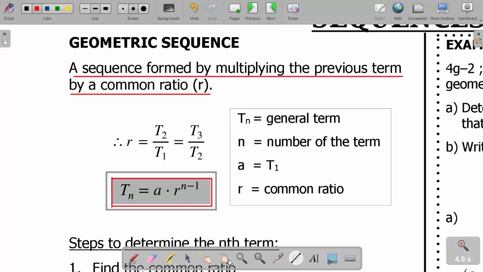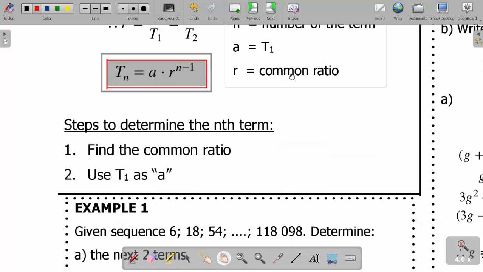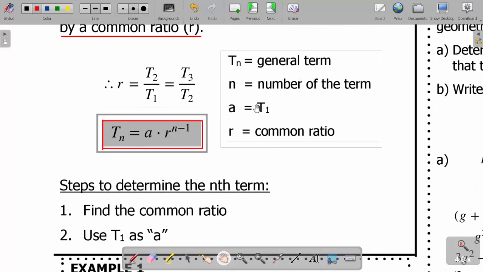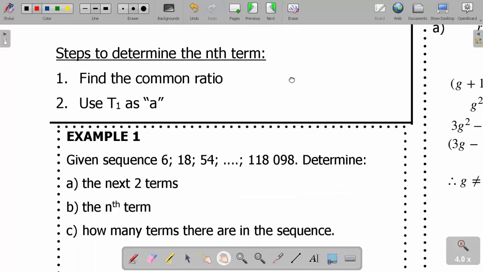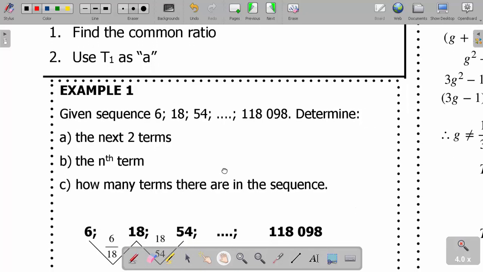We have these steps here to determine our nth term. Don't forget that a is T1, r is the common ratio, Tn is the general term, and n is the number of the term. To find our general term, first of all we find the common ratio and then use T1 as a. For example, given the sequence 6, 18, 54 up to 118098, determine the next two terms, the nth term and how many terms are there in the sequence.